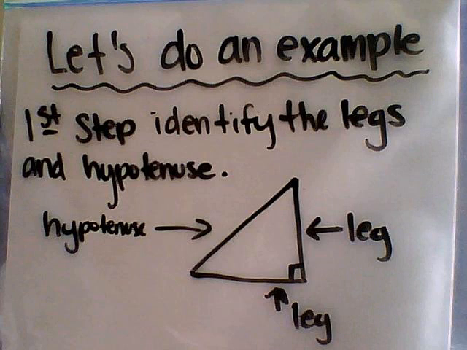Okay, let's do an example. The first step is to identify the legs and the hypotenuse of the right triangle. Remember that a triangle can be oriented in different ways, so you need to be careful about which ones are the legs and which one is the hypotenuse.